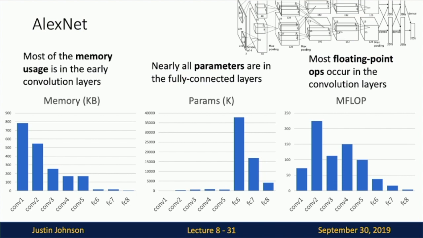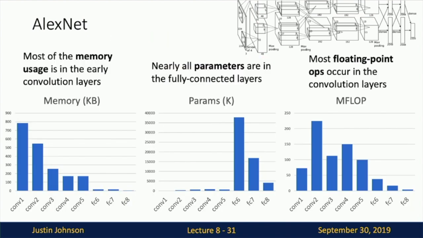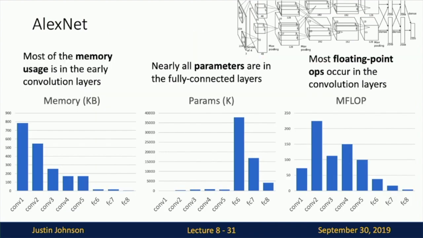Because if you think about what happens in an FC6 layer, we had this spatial tensor of 6x6 by 256, and that gets fully connected into 4,096 hidden dimensions. So the weight matrix is now 6 times 6 times 256 times 4,096. So that one weight matrix of FC6 has almost 38 million parameters in just that one fully connected layer of the neural network. And in fact, basically all of the learnable parameters in AlexNet come from these fully connected layers.